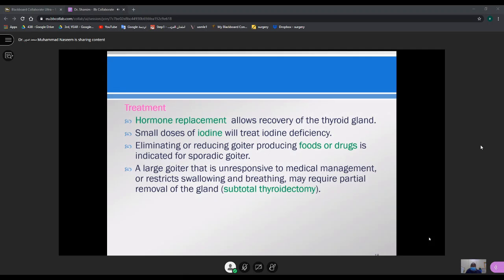Small doses of iodine will treat iodine deficiency. Eliminating or reducing goiter-producing food or drugs is indicated for sporadic goiter. A large goiter that is unresponsive to medical treatment or restricts swallowing and breathing may require partial removal of the gland, that is subtotal thyroidectomy.